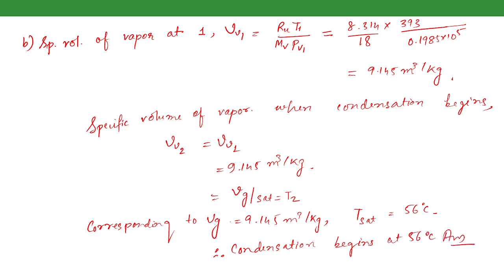And the last part of the problem is, what is the mass of the condensate. To find the amount of condensate, we first determine the initial mass of vapor. This is the total volume divided by the specific volume in the initial state. So this is 35 by 9.145, that is 3.827 kg.